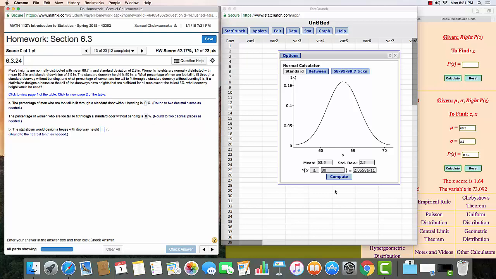Now, let me say this about the women. This E, because some students ask me, what is this E? Well, this means 2.0558 times 10 to the negative 11. That is what it means. This is in scientific notation: 2.0558 times 10 raised to the exponent negative 11.